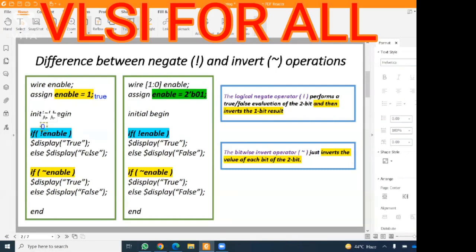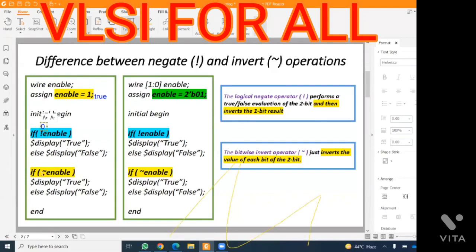Any idea, guys? The condition inside this block is 0. So will we get this display? No, it goes to false. It goes to false. Right. So this is 0. This will go into the else condition. Go into the false condition. Okay.